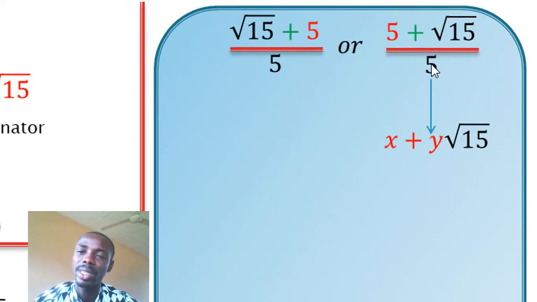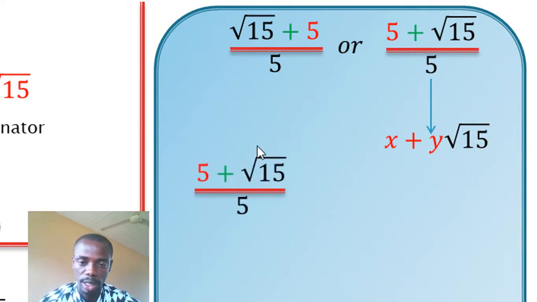Now we need to split the whole fraction or the whole term into two terms or two fractions, so that we'll be able to have our answer expressed as x plus y root 15. Okay, how do we do that? Now we want to split this into two fractions.